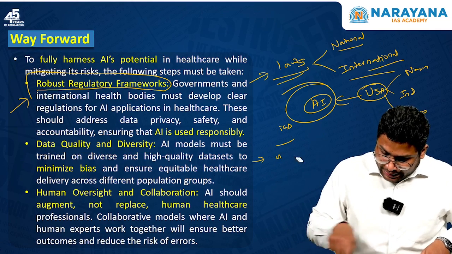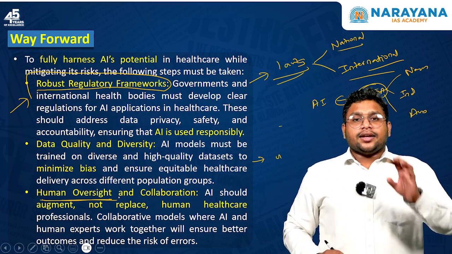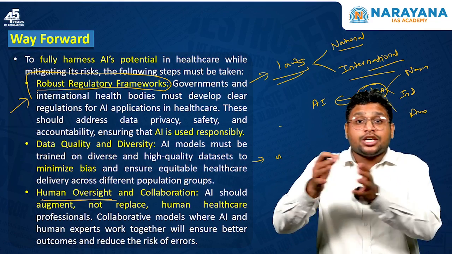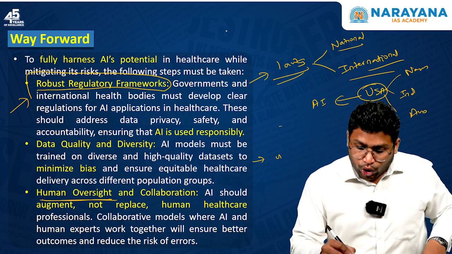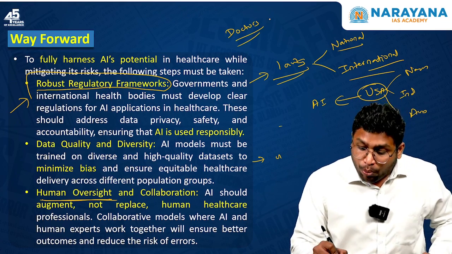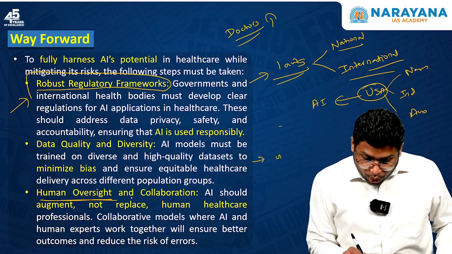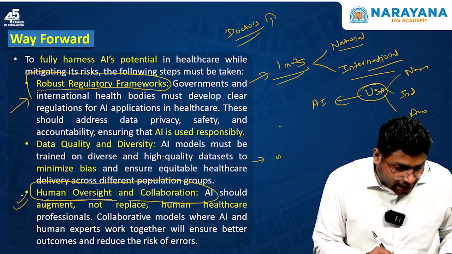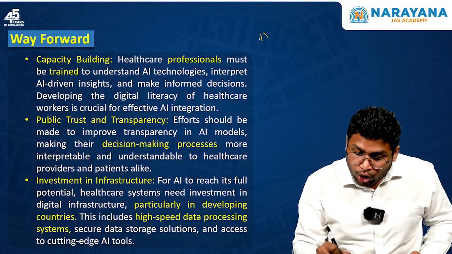Then moving ahead, if we talk about human oversight, we can say that AI should not replace human brains or human intelligence. It should complement it. So doctors should make use of artificial intelligence to make their work better. They should not completely rely on it. They should make use of it. Human oversight should always be there. So the upper hand should be there only with the human beings.